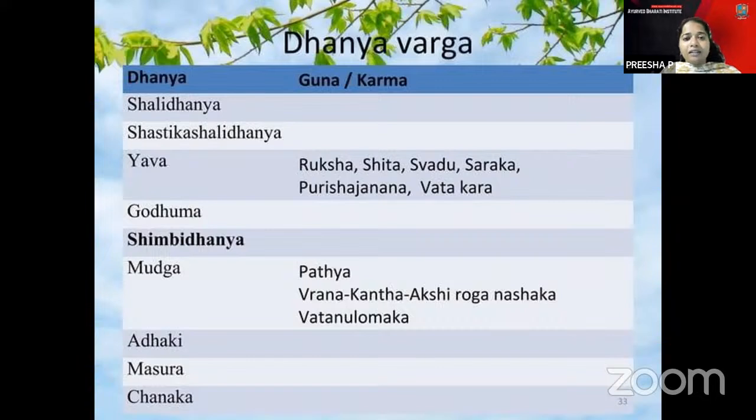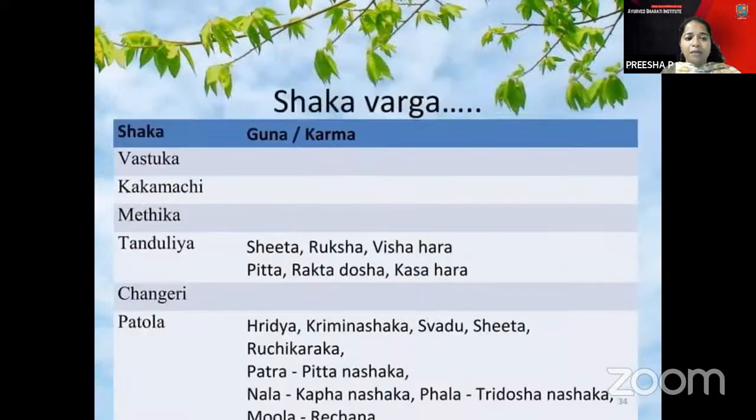And you have the Vastuka, Kakamachi, and the Tanduliya there. The Patola, the most Hridya vegetable, is the Patola there. Also, you have the Kafanashaka property, the Nala, and the Phala is Tridosha Nashaka. So, which among the following options is Tridosha Nashaka?